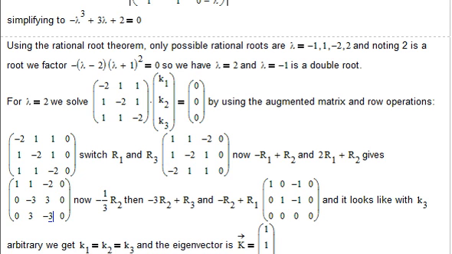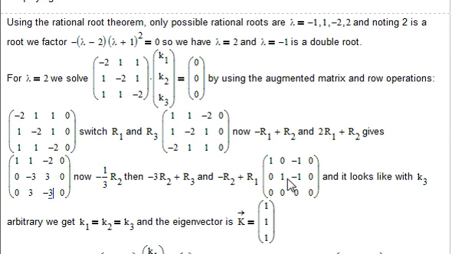So it looks like with the K3 arbitrary, we get K1. By the way, this second row says K2 minus K3 equals 0, so K2 equals K3. The top row says K1 minus K3 equals 0, so K1 equals K3. And we've got our eigenvector 1, 1, 1. That's associated with eigenvalue lambda equals 2.